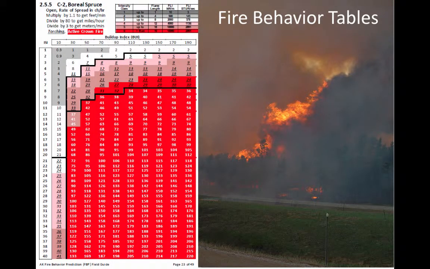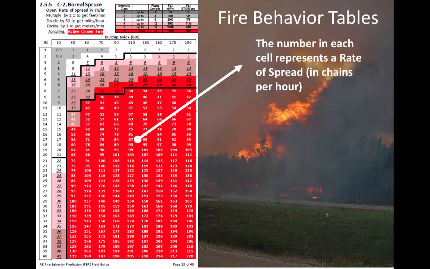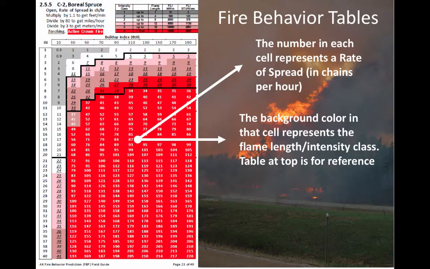Once you have an ISI or BISI and a BUI from your inputs, you can use these fire behavior tables to estimate expected fire behavior. The spread rate in chains per hour is the number in the intersecting cell. Conversion factors to feet per minute or miles per hour are found at the top. The flame length, a range generally, comes from the color that the intersecting cell has as a background. Note the reference table at the top to help you interpret that value.